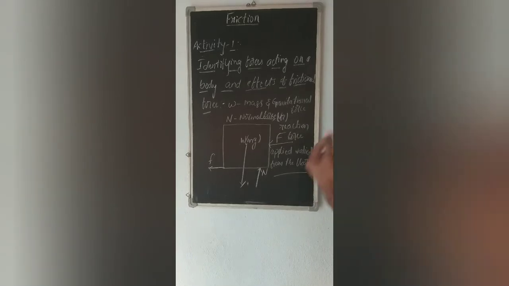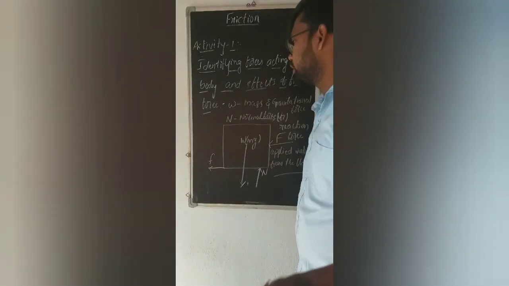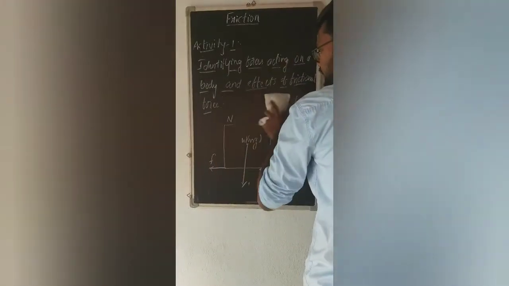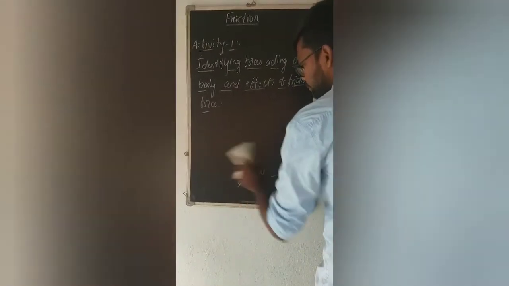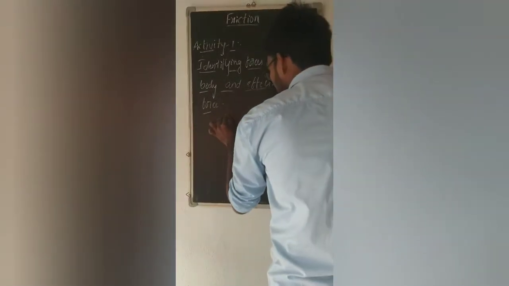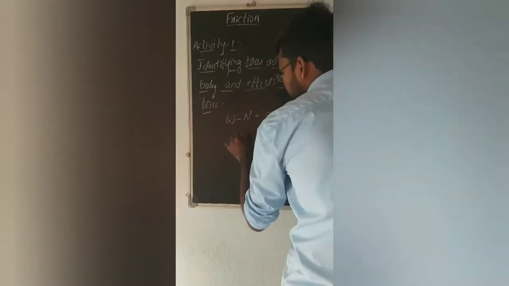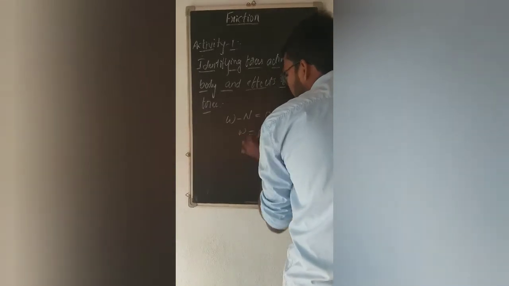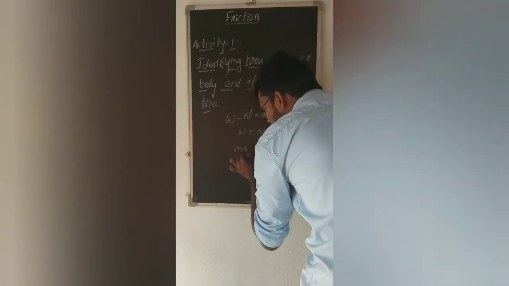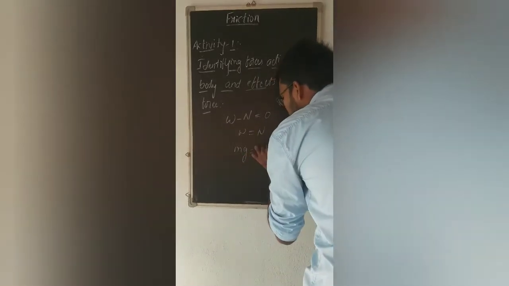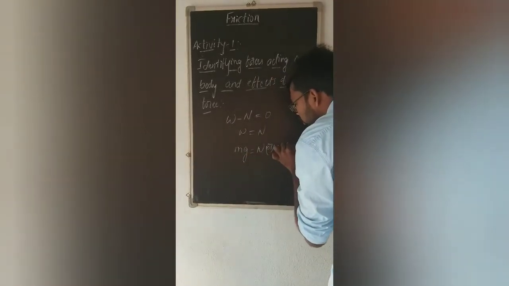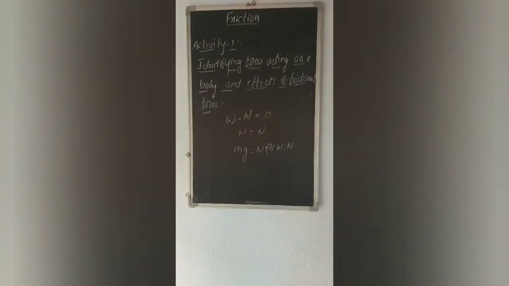Now, if we take the normal force and the weight, W minus N equal to 0, which means W equals N, which means mg equals the normal force, or weight equals normal force. You can take either one. This is about identifying the forces on the body.